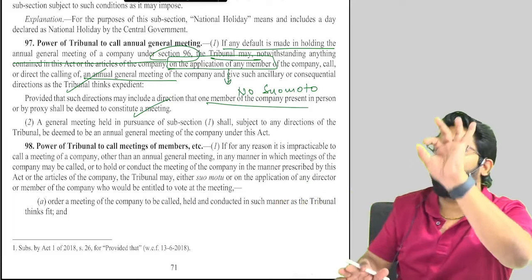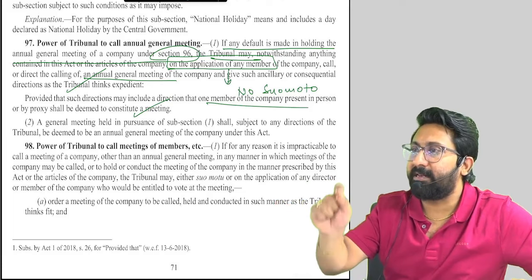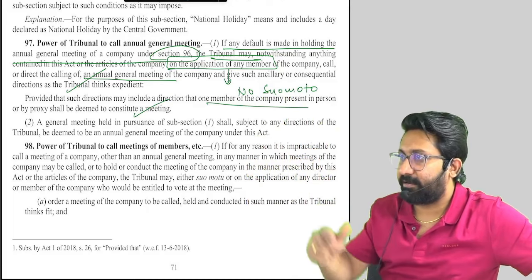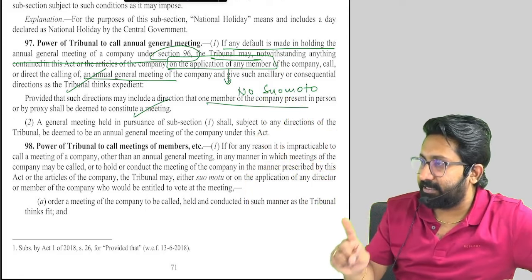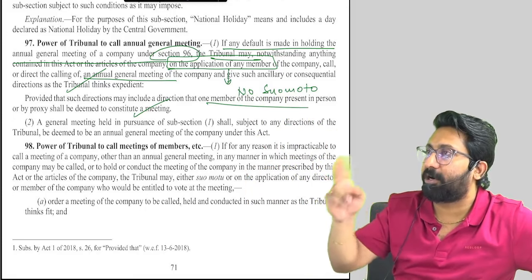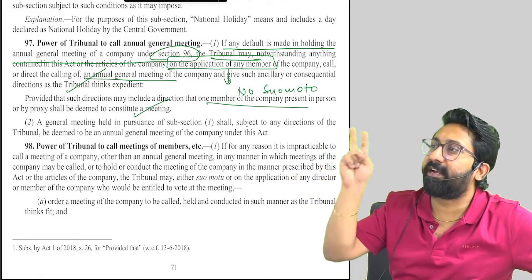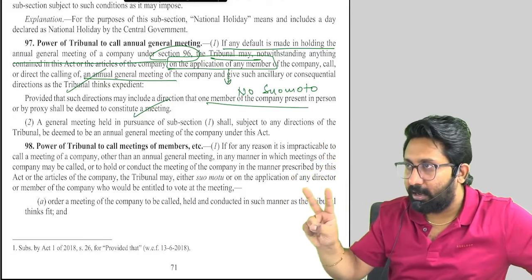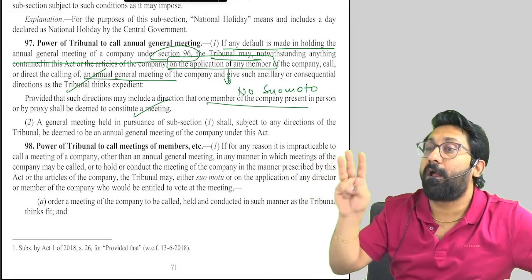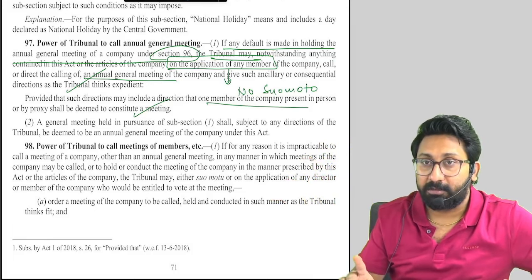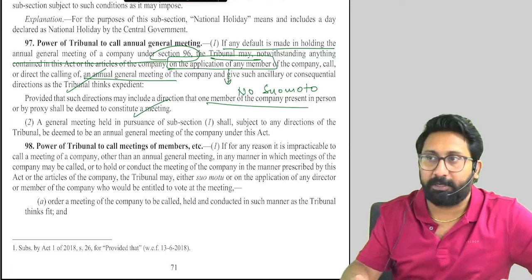Other things are not important. Main important thing, tell me, when does section 97 attract? If the AGM is not held within the time limits, number one. Who will take a decision? Tribunal. When will it take a decision? On an application by any member. Suo motu possible? Not possible.